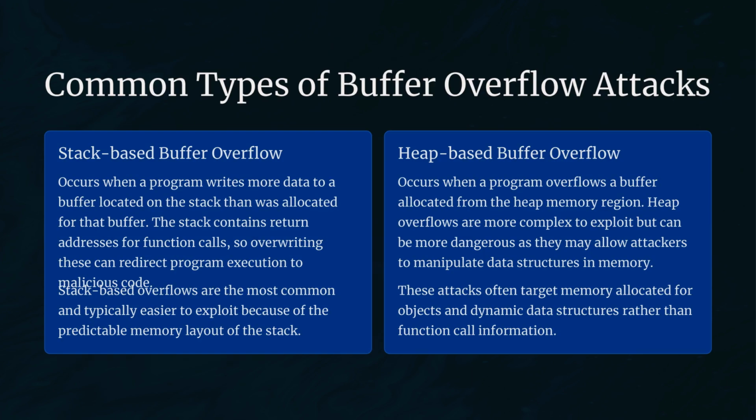There are two main types of buffer overflow attacks, stack-based and heap-based. Stack-based overflows are the most common. They happen when data written to a buffer on the call stack overflows and overwrites function return addresses. This can redirect program execution to malicious code. Heap-based overflows, on the other hand, affect memory allocated dynamically. They're a bit trickier to exploit, but can be even more dangerous, especially if they let attackers tamper with important data structures.